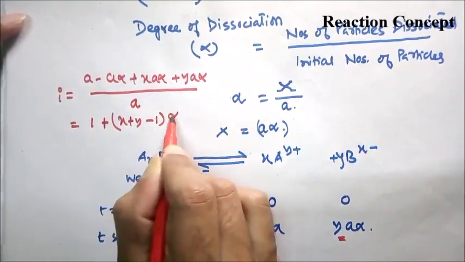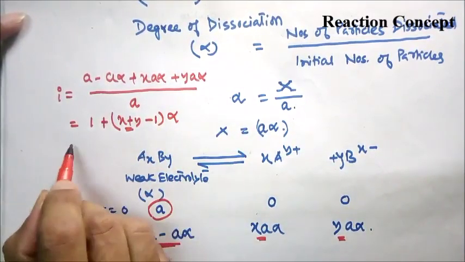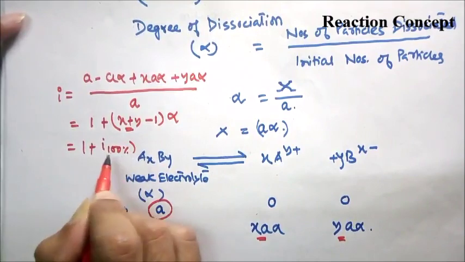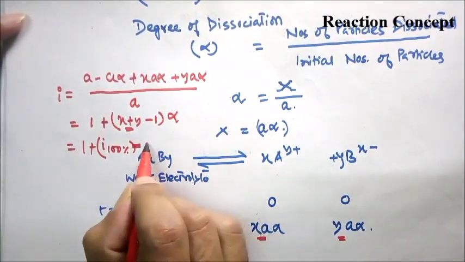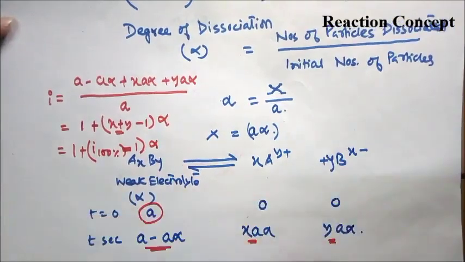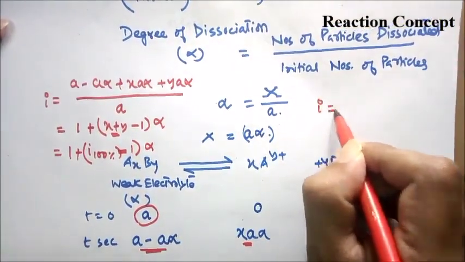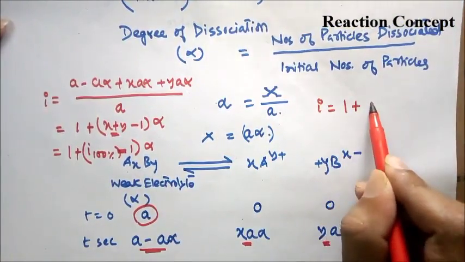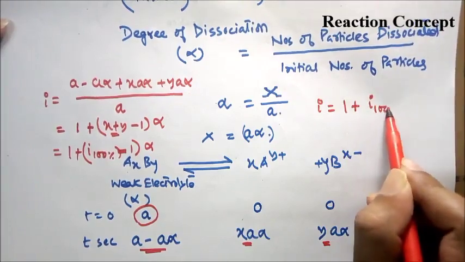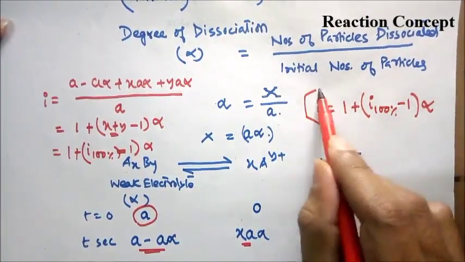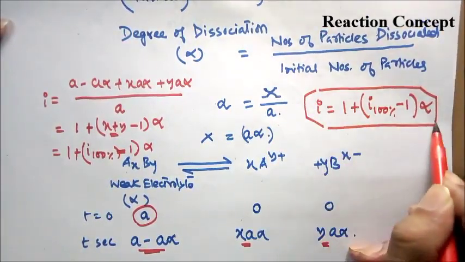minus 1 into alpha. This X plus Y can be written as n or I 100% for the electrolyte. Okay, so the Vant Hoff factor for a weak electrolyte like AXBY we can write as 1 plus (I 100% minus 1) into alpha. Okay, this is the Vant Hoff factor for a weak electrolyte.